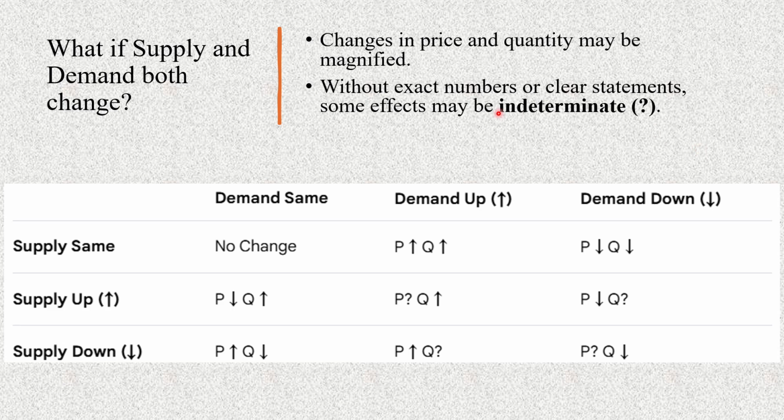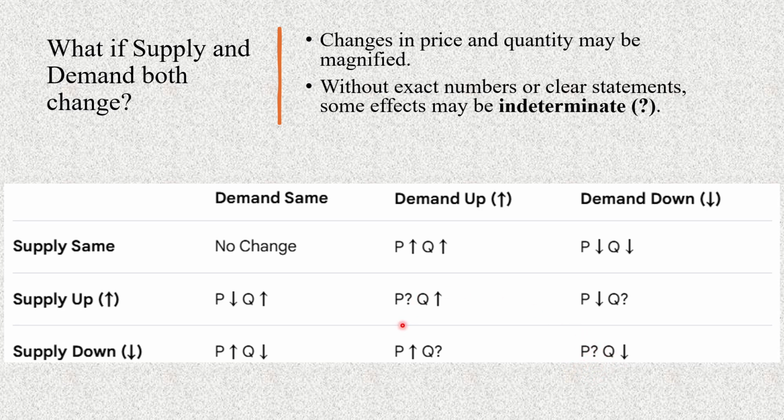So for example, if demand goes up, we know that increases quantity, and if supply goes up, we know that increases quantity. So we know for sure that quantity goes up. But what about price? Well, demand up means price goes up, but supply up means price goes down. So without knowing which effect is more severe, we can't tell what actually happens to the price in this situation. And the same is true when demand and supply both go down, because we know the quantity must go down, but we're not so sure about the price.